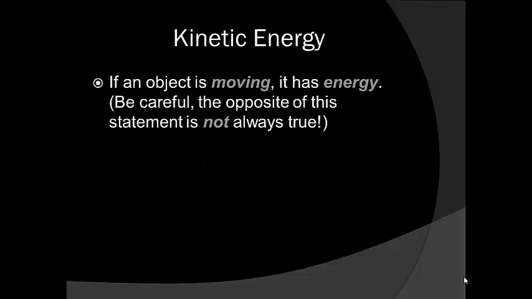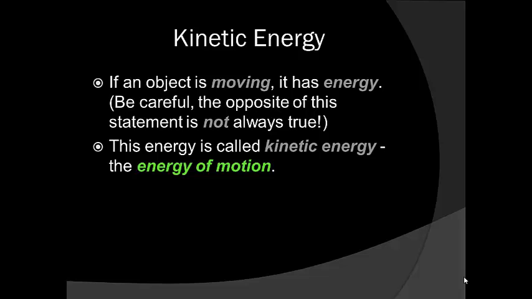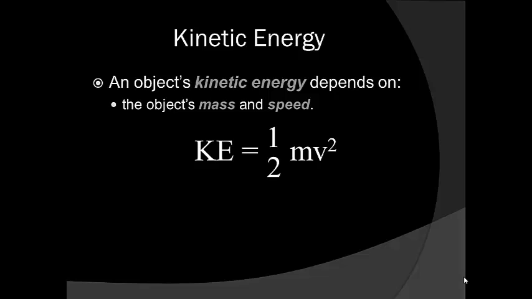If an object is moving, we know that it has energy. You do need to be careful because the opposite of the statement isn't always true. Just because something has energy does not mean it has to be moving. If it is moving, though, it has kinetic energy. And kinetic energy is simply defined as the energy of motion. Kinetic energy depends on 2 things, the object's mass and the object's speed.